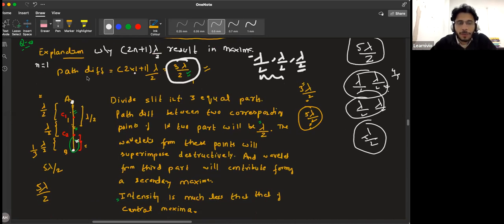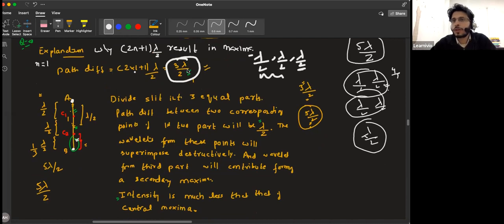So I'll explain it again. If path difference is 3 lambda by 2, then you will divide your slit into 3 equal parts. From the 3 parts, the path difference of the waves is lambda by 2, lambda by 2, and lambda by 2. First lambda by 2 and second lambda by 2 will cancel out each other. Only the third will be left, and that third will contribute to the secondary maxima intensity.